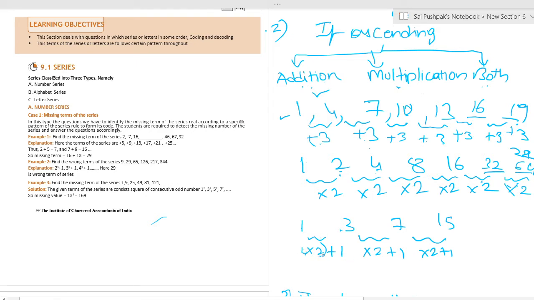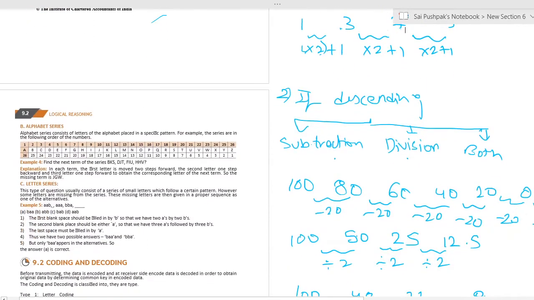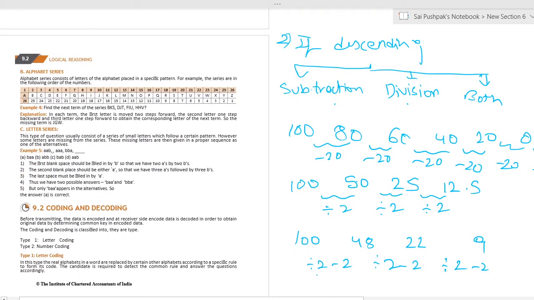If you see, 1 into 2 is 2 plus 1 is 3. 3 into 2 is 6. 6 plus 1 is 7. 7 into 2 is 14. 14 plus 1 is 15. So this is how the series would be. So it can be either addition or multiplication or both. You need to find out that. Okay. And if it is descending, means decreasing.